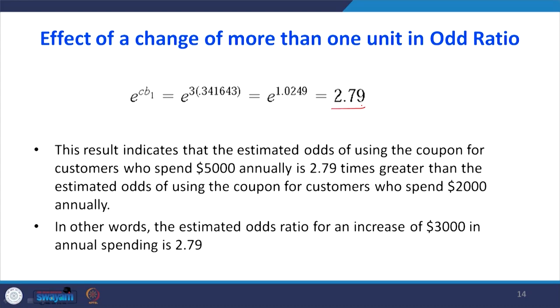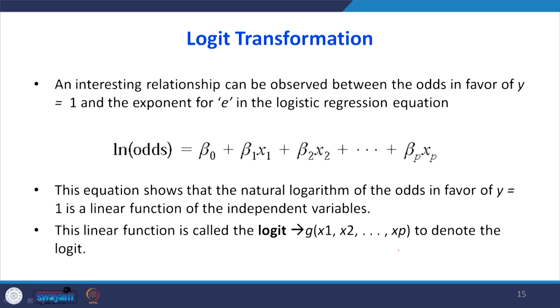This result indicates that the estimated odds of using the coupon for customers who spend $5,000 annually is 2.79 times greater than the estimated odds of using the coupon for customers who spend only $2,000 annually. You see that here the increment is not the unit increment, it is a 3 times increment. In other words, the estimated odds ratio for an increase of 3000 in annual spending, which is a 3 unit increase, is 2.79. Then we will come to some theory portions of this logistic regression equation.